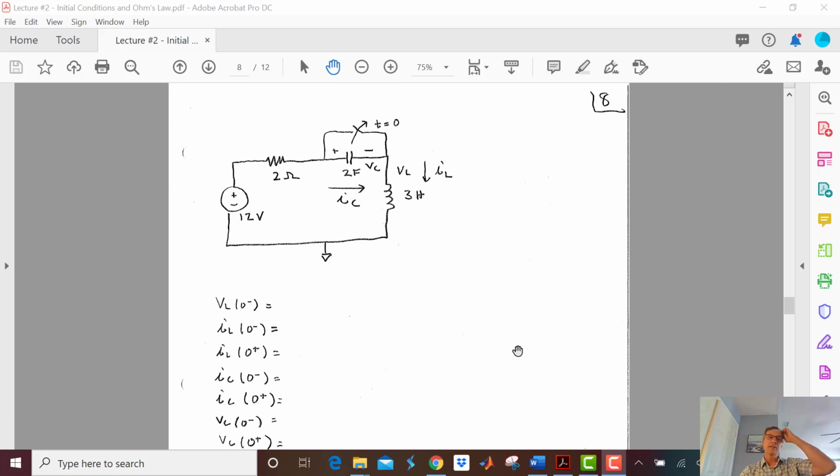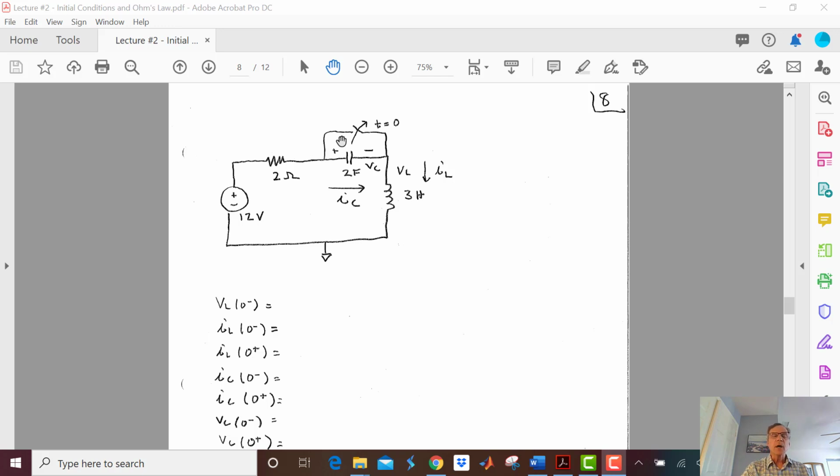Okay, moving to our next example, let's take a look. We've got our ground symbol here, and we've got a 12-volt source. I see a switch that is going to open at t equals 0. So that means it's closed before then. So I definitely know I'm going to have no voltage across the capacitor at t equals 0 minus.